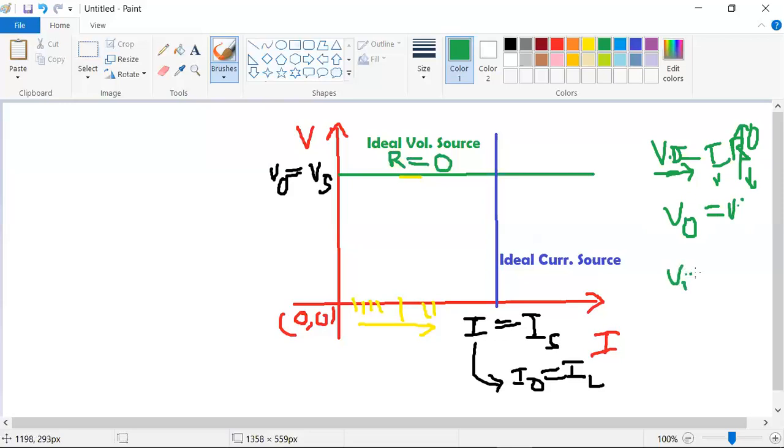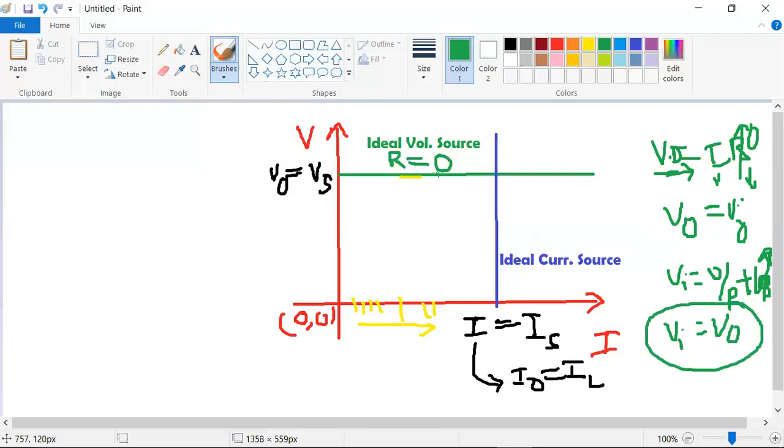V input is equal to V output plus losses, right? When my losses tend to 0, always Vi is equal to V output. That is the reason when my resistance is 0, that condition comes under the ideal voltage source. This is practically not possible, just for the sake of important conversations and for the next topics. I am going to discuss it in detail.